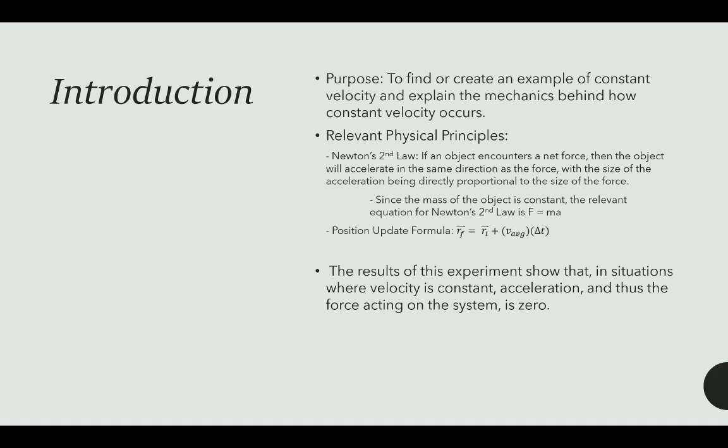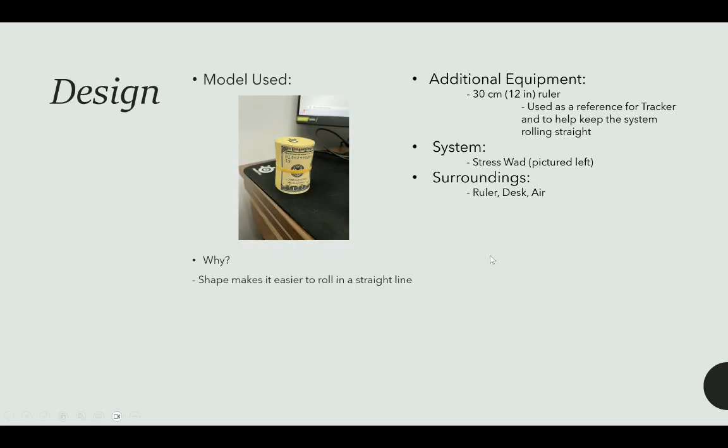The other important formula for this was the position update formula, because that's the linear model for the graphs, and it's where Tracker will pull the average velocity for the system. The results of this experiment will show that velocity is constant, and acceleration and the force acting on the system are both zero. For the design, the system for showing constant velocity was this stress wad right here, because the shape made it easy to roll, and easy to roll in a straight line.